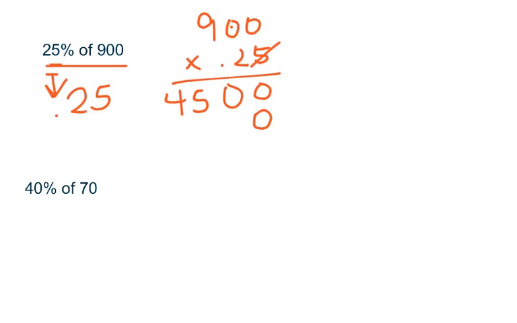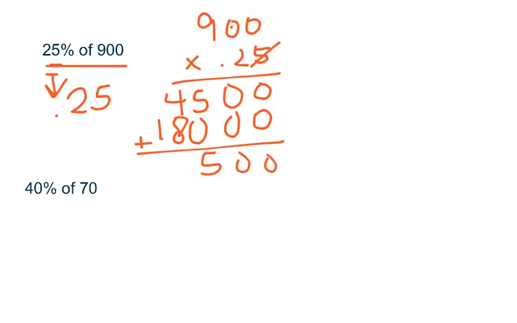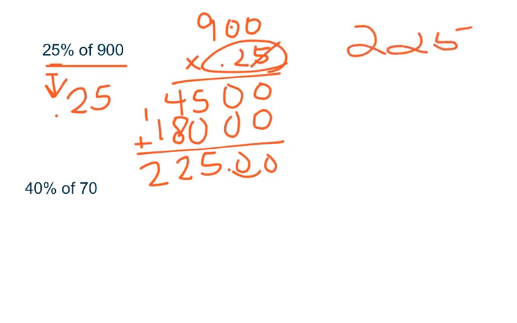And now I'm ready to multiply with 2. 2 times 0 is 0. 2 times 0 is 0. 2 times 9 is 18. And now I'm going to add these together to get my answer. So I hope you did it with me. And you will have 2 places after the decimal here, so I'm going to count 2 places, and your answer for 25% of 900 should have been 225, and that is the correct answer.